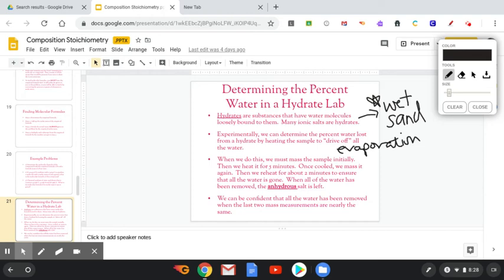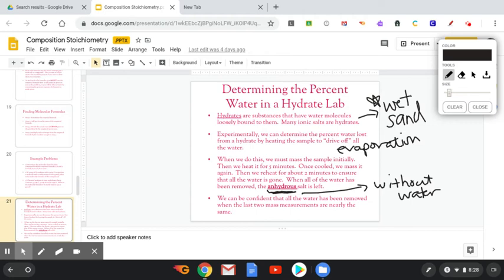Okay, so we do this. We must measure the mass of the sample initially. Then we heat it for about 5 to 10 minutes. Once it's cooled, we mass it again. Then we reheat it for about 2 minutes to ensure that all the water is gone. Okay, when all of the water has been removed, we call it an anhydrous salt. Anhydrous just means without water. Okay, so once all of your water is gone, now you have an anhydrous salt instead of a hydrate.